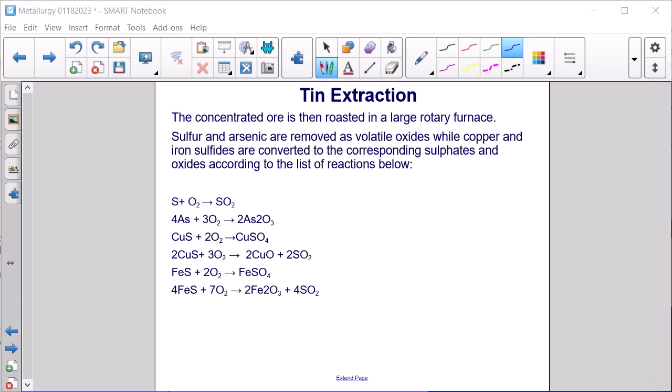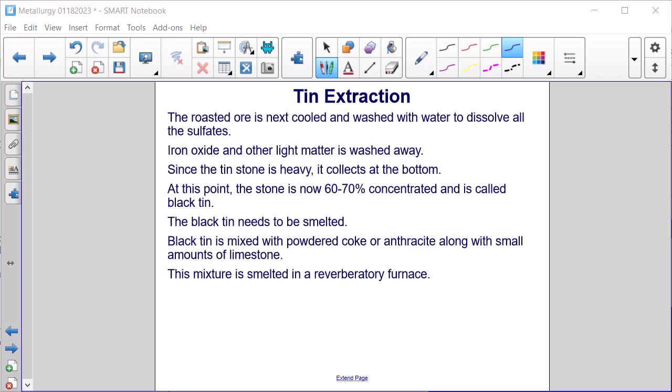The concentrated ore is then roasted in a large rotary furnace. Sulfur and arsenic are removed as volatile oxides, while copper and iron sulfides are converted to the corresponding sulfates and oxides according to the list of reactions below. The roasted ore is next cooled and washed with water to dissolve all the sulfates. Iron oxide and other light matter is washed away. Since the tin stone is heavy, it collects at the bottom. At this point, the stone is now 60 to 70% concentrated and is called black tin.